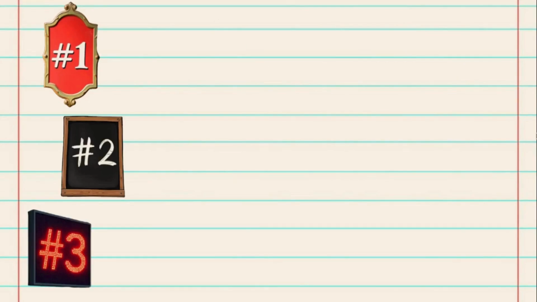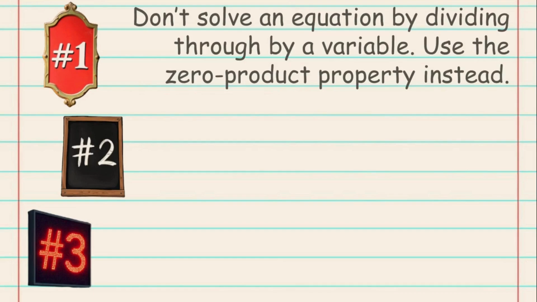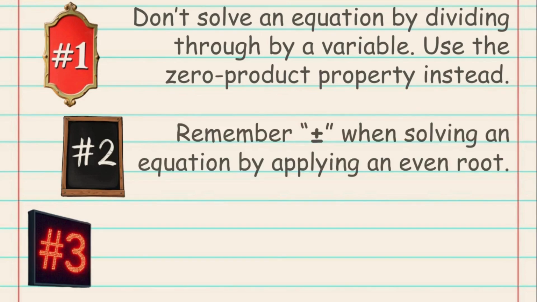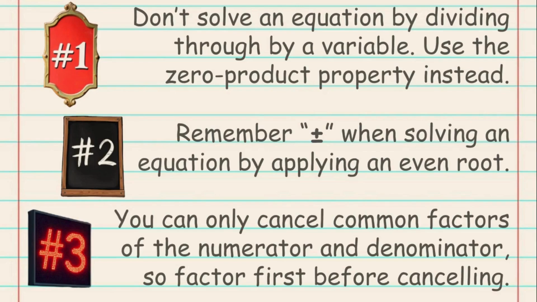So let's go through our 3 errors one more time. Number 1. Don't solve an equation by dividing through by a variable. Use the zero product property instead. Number 2. Remember plus or minus when solving an equation by applying an even root. And number 3, you can only cancel common factors of the numerator and denominator, so factor first before canceling. Mastering and retaining algebra is no simple task.